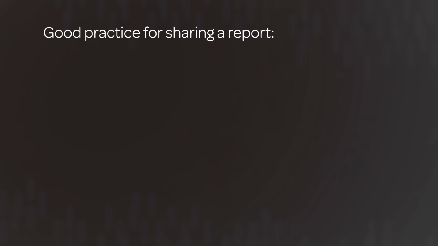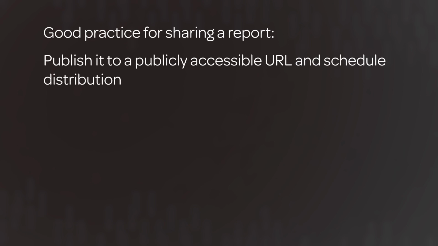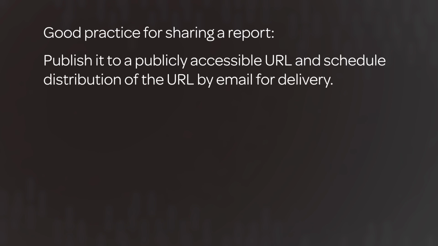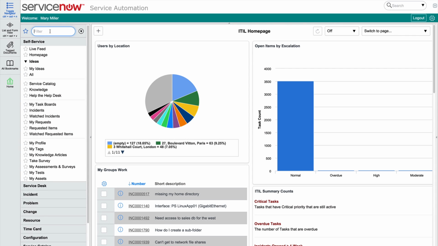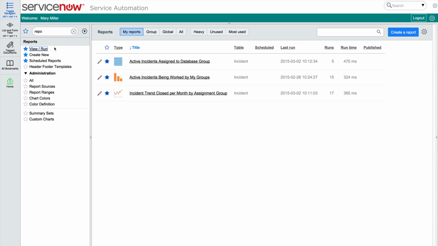A good practice for sharing a ServiceNow report is to publish it to a publicly accessible URL and schedule distribution of the URL by email for delivery at specific times of the day, week, or month, internally or externally. To publish reports, the logged-in user must have both the ITIL role and the report publisher role. Let's say we want to publish the Open Incidents by Priority report to share it.